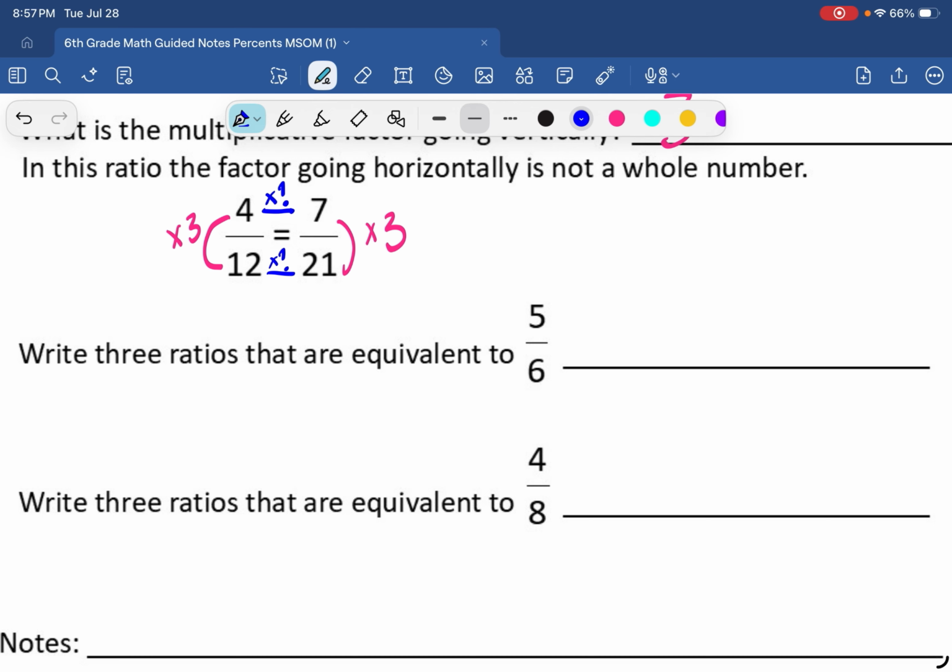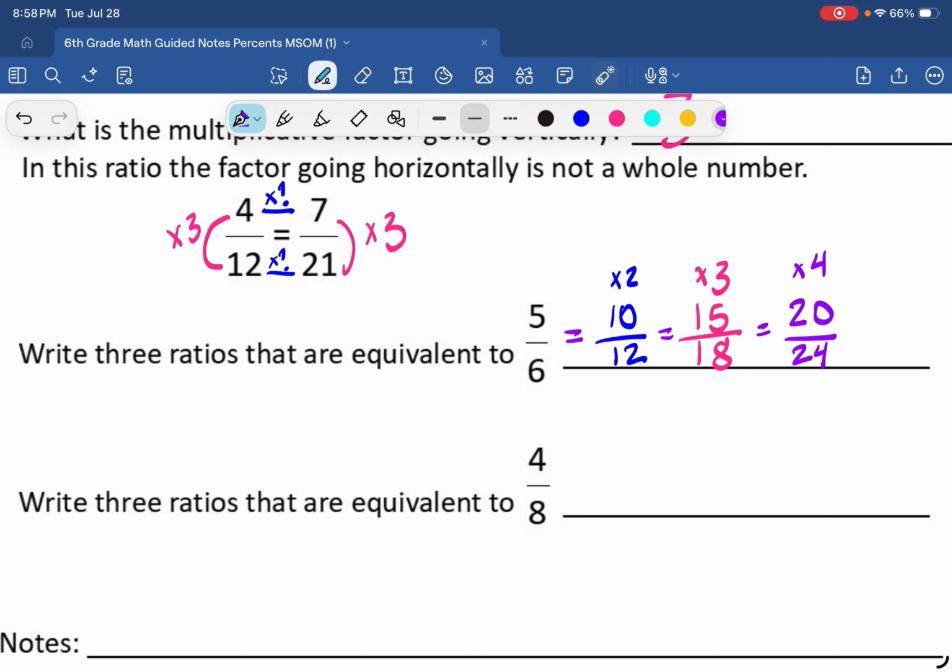So let's multiply by 2, and I get 5 times 2 is 10, 6 times 2 is 12. Now if I multiply by 3, 5 times 3 is 15, 6 times 3 is 18, and then I can also multiply by 4. 5 times 4 is 20, and 6 times 4 is 24. All these ratios are equivalent.